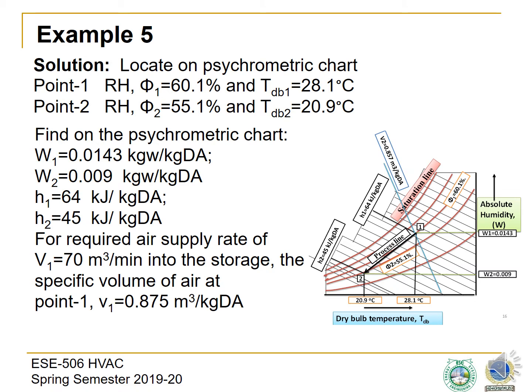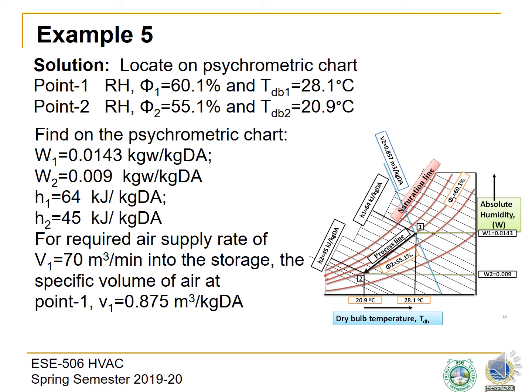So locate on the psychrometric chart point number 1 at relative humidity of 60.1% and dry bulb temperature of 28.1 degrees Celsius, and also point number 2, relative humidity 55.1% and dry bulb temperature 20.9 degrees Celsius. We plotted these two points, state points 1 and 2 have been drawn, and a line connecting them, the process line, has also been drawn.